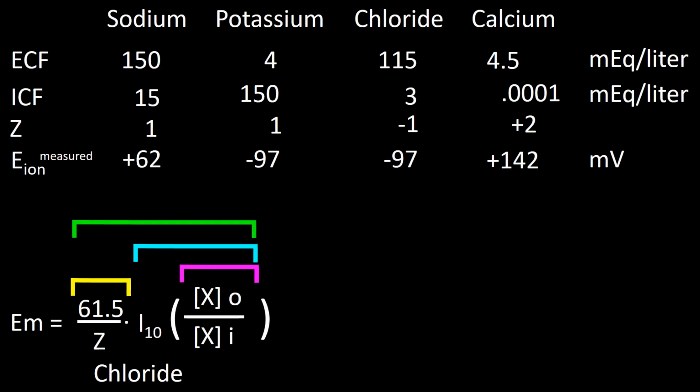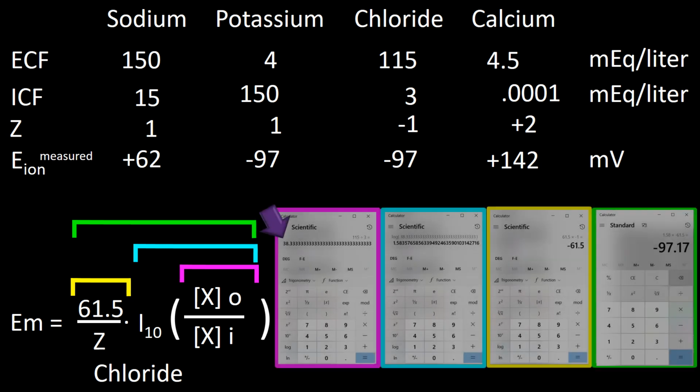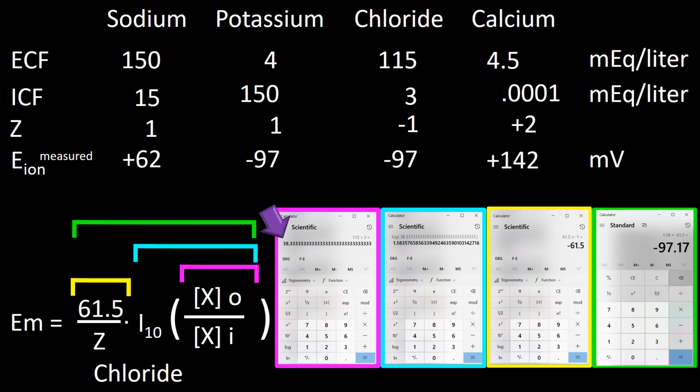The Nernst potential for chloride is gotten by taking the same steps, that is, by dividing the concentration of chloride outside by the concentration of chloride inside, we get 38.33. Then we find the log base 10 of 38.33, which is 1.58. Then we divide 61.5 by negative 1, which is the valence of chloride. This operation yields negative 61.5.